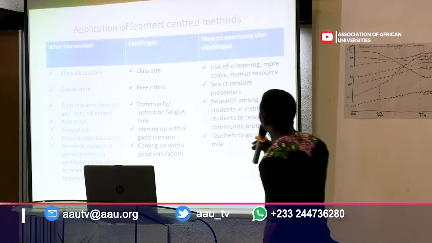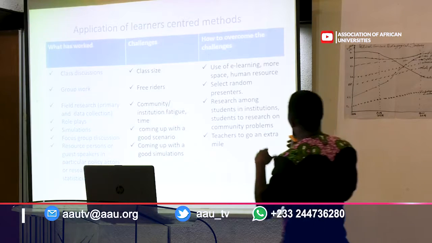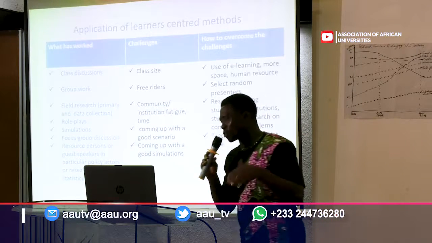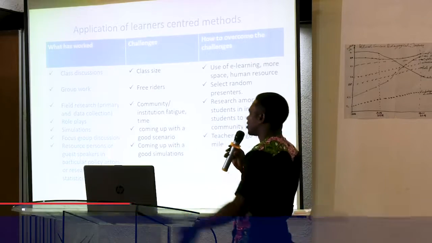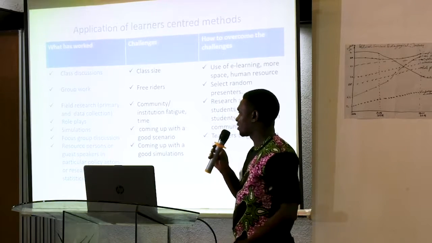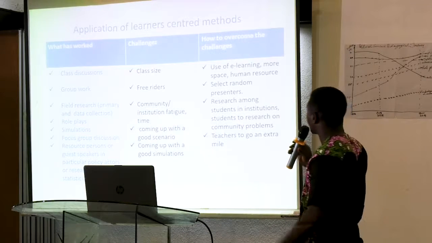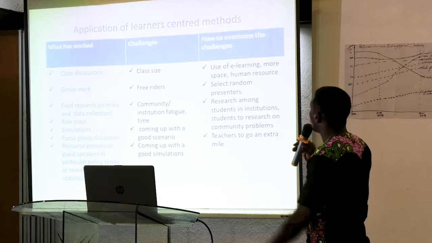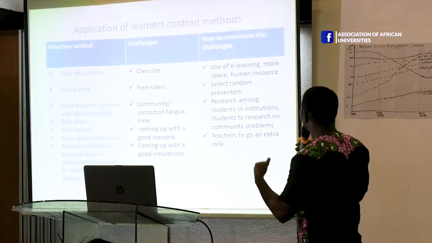We have field research, especially primary and secondary data. We said community and institution fatigue. Often when you go to a community, they say, well, last year there was research. What has been the development? What is the change? You're always coming to ask us these things. And even time, it takes some time for you to gather short data. So we're saying we want research among students, in the institution.